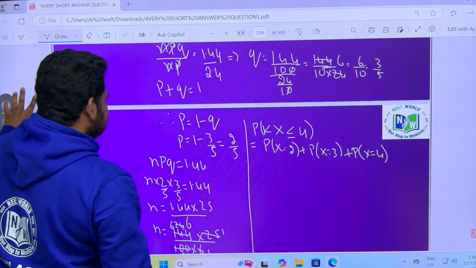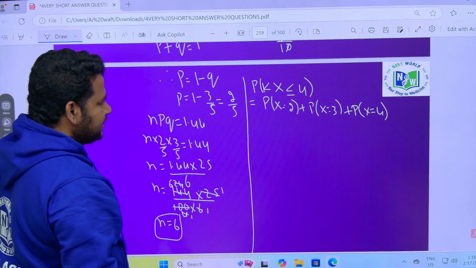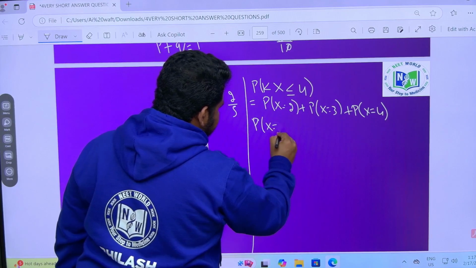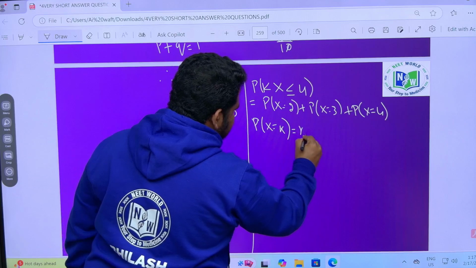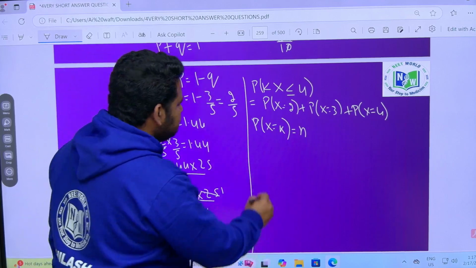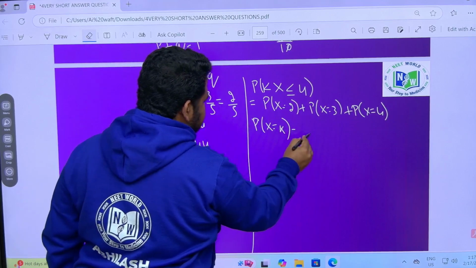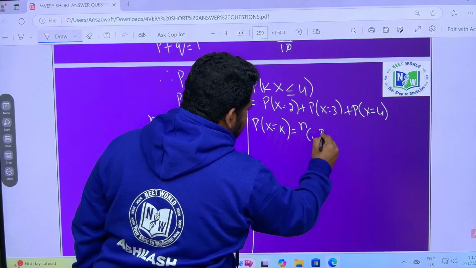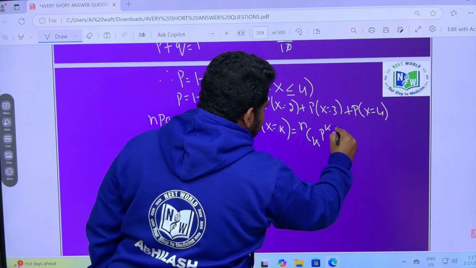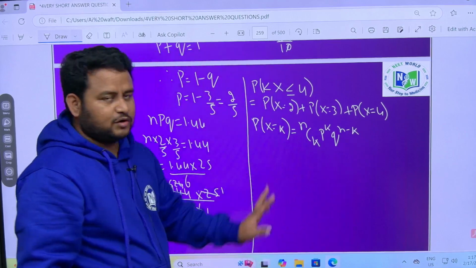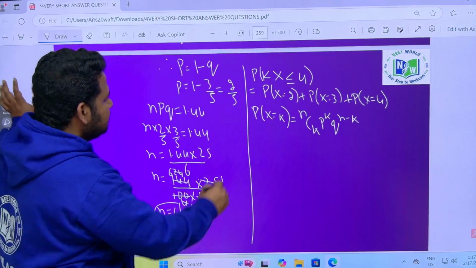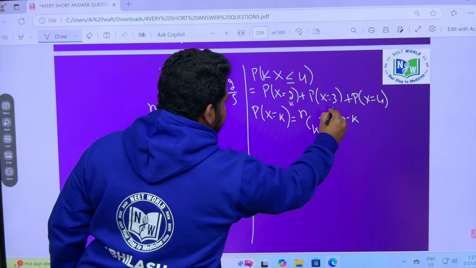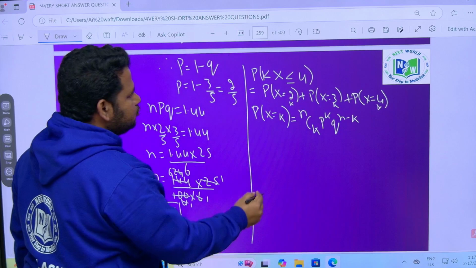But we know that for a binomial variate, P of x equal to k is equal to nCk into p to the power of k into q to the power of n minus k. This is the formula we will be applying. If I apply this here, x is 2 here, so k is 2. This is k, this is also k. These 2, 3, 4, they are all k.